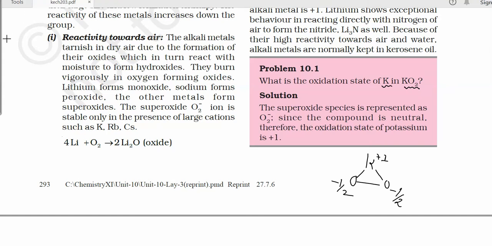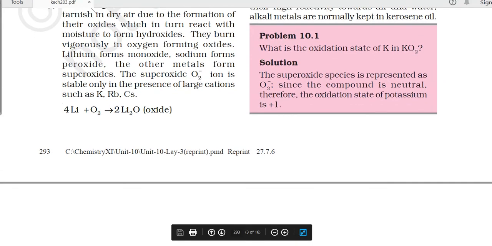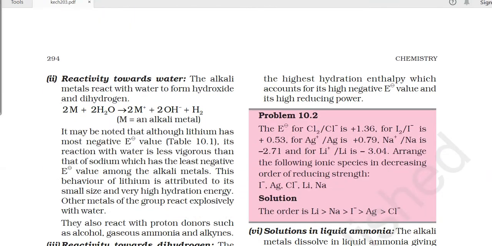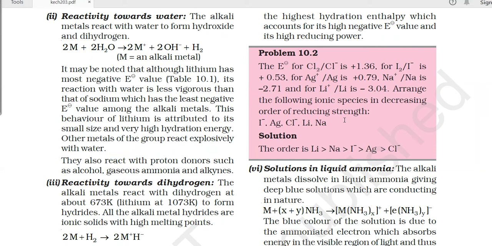So hence here the answer will be that the oxygen in potassium superoxide has the oxidation state of plus 1 only. Let's move further, and next we are going to see the reactivity of alkali metals with water. Okay, reactivity towards the water.